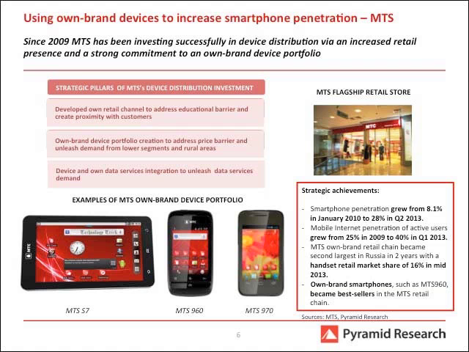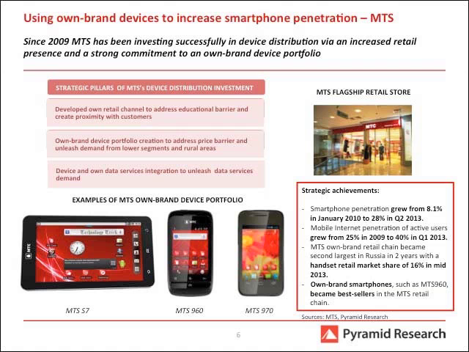Then, in September 2012, they launched another MTS own-brand smartphone, the MTS 960, which was the first smartphone in Russia priced under the $100 barrier at the time. So as you can see, these are very affordable handset smartphones, and the key objective that MTS had in mind was to increase smartphone penetration within their network.